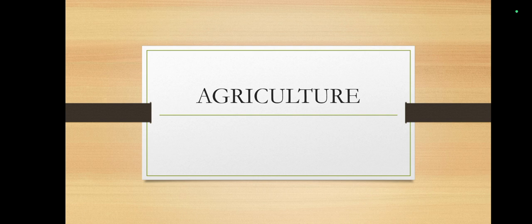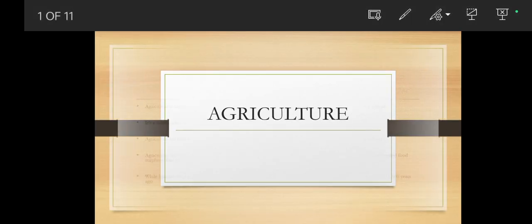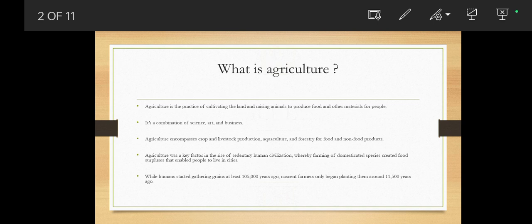It's a combination of science, art, and business, which includes crop production, that is, growing crops, including horticulture and fisheries; livestock rearing, that is, raising animals; preparation and marketing, that is, preparing and selling the resulting products; and plant science, that is, understanding the science of plants. Agriculture encompasses crop and livestock production, aquaculture, and forestry for food and non-food products.